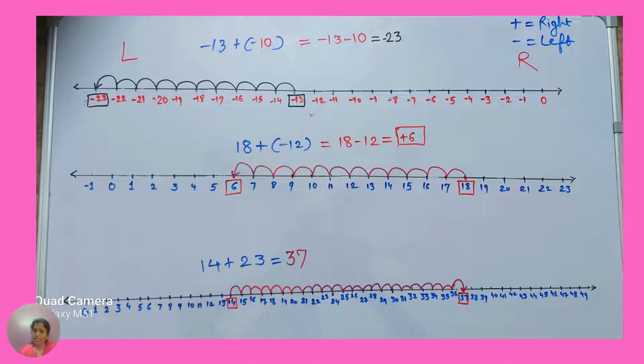Left side, how many jumps we will take, children? 10 jumps, because the second integer is 10. So 10 jumps when you are taking to the left side of minus 13, you are reaching at minus 23. And that's why your answer is minus 23.